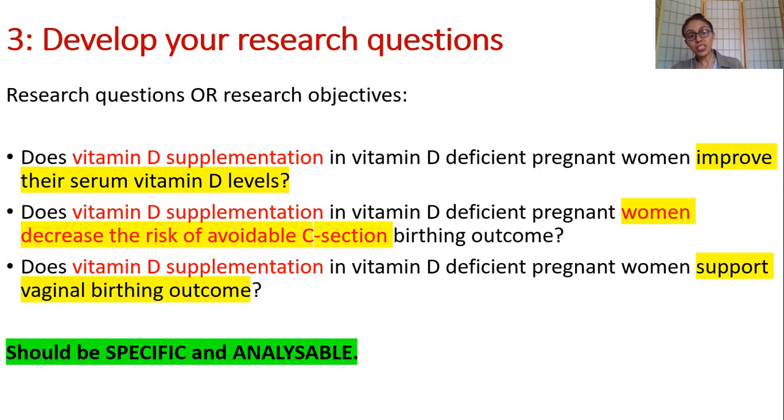All right. So yes, if you can see all of these objectives, they are highly specific and analyzable. I have very clear-cut IVs and DVs. And therefore, this is a good sign that I'm progressing on the right track to do a systematic review. Okay. So this would be your step three, which is developing your research question. All right.